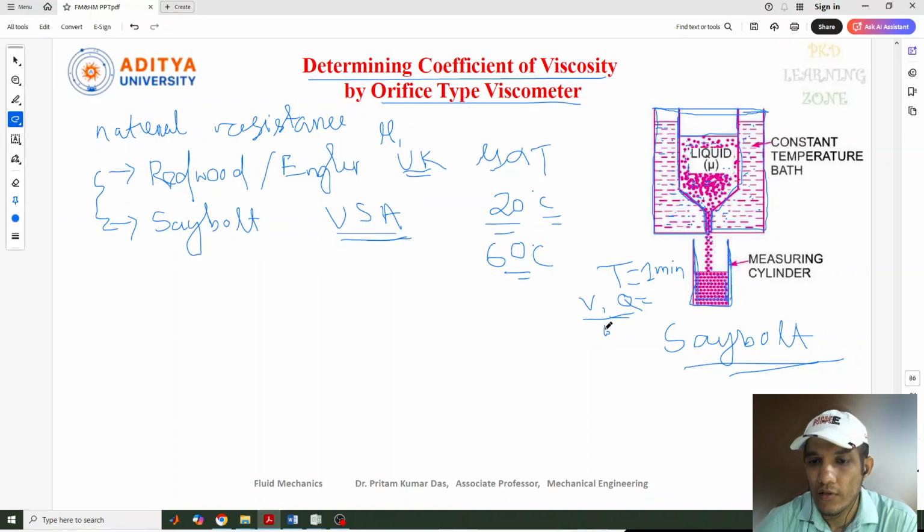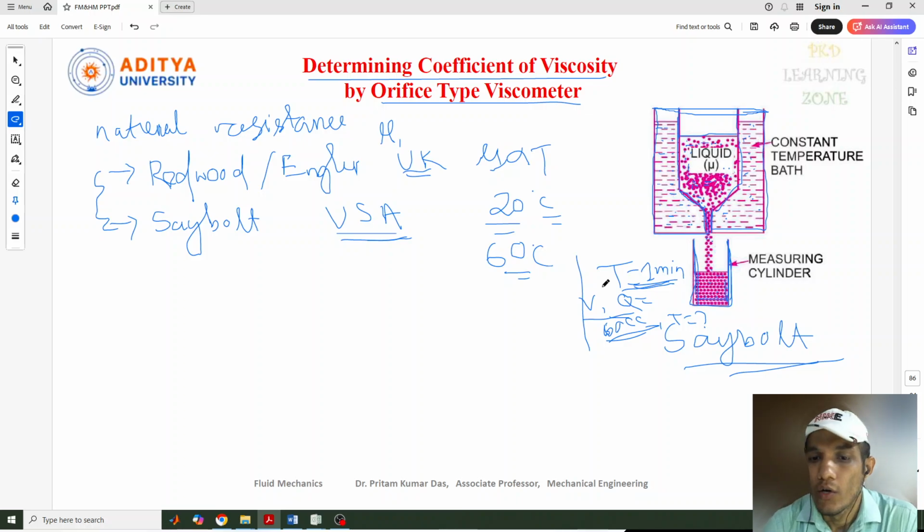Or else, suppose we need to identify the time period at which 60 cubic centimeters of liquid is collected. The time period is identified with the help of a stopwatch. Whether the 60 cc is collected within 10 seconds, 20 seconds or 30 seconds can be measured here. This is the procedure for measuring the liquid coming out from the chamber into the measuring cylinder.